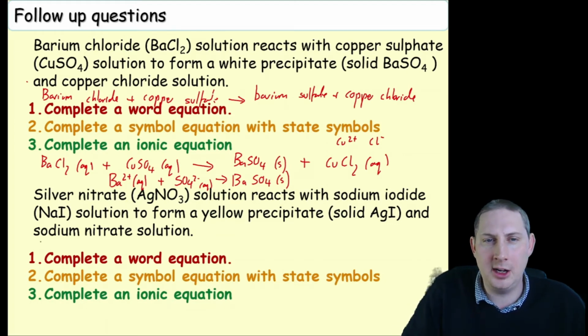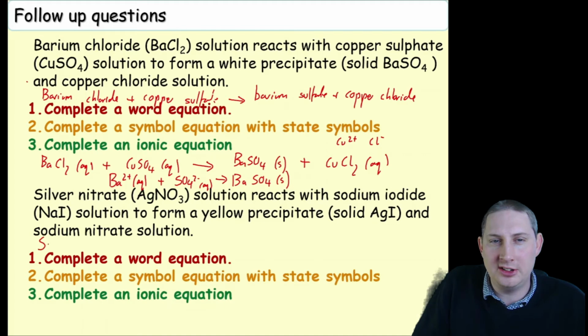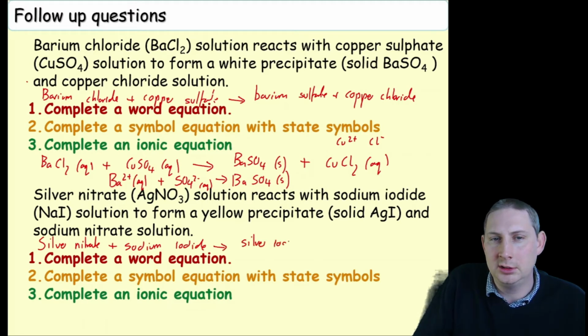For the second example, again the word equation is given to you, silver nitrate plus sodium iodide going to silver iodide plus sodium nitrate.